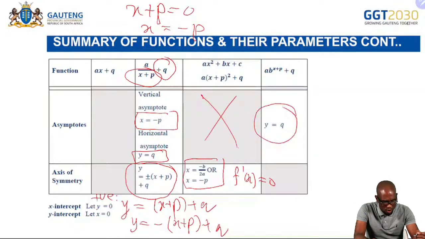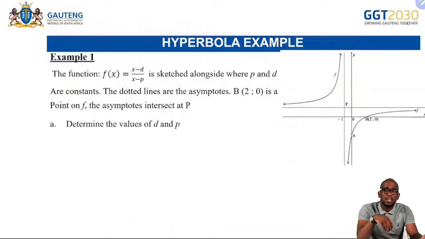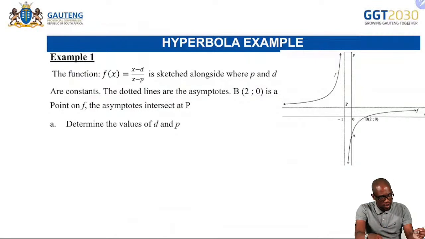Now good people, we move on to a few questions that we actually have to respond to. These are examples of the interpretation of sketched functions. Look at the first one, example 1. The function f of x is equal to x minus d divided by x minus p is sketched alongside, where p and q are constants. The dotted lines are the asymptotes. Point B with values 2 and 0 is a point on f. The asymptotes intersect at P.